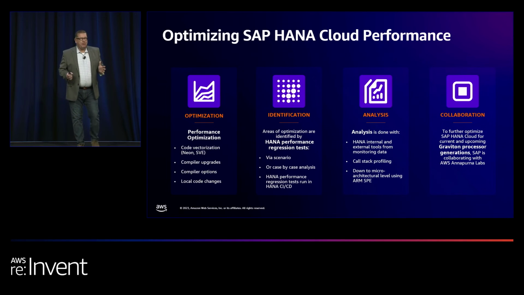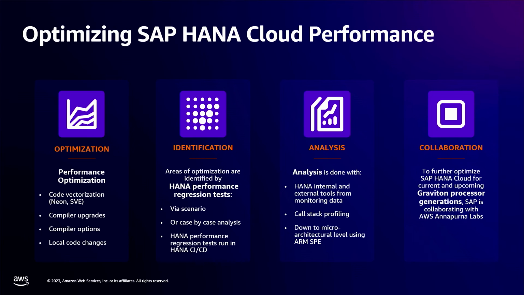So what is our approach for optimizing SAP HANA Cloud on Graviton? What we're laying out here is the approach we're taking in terms of the different segments and how we're doing it. First is just from an overall optimization perspective. Obviously, we're looking at various things that we can do, not just one thing.